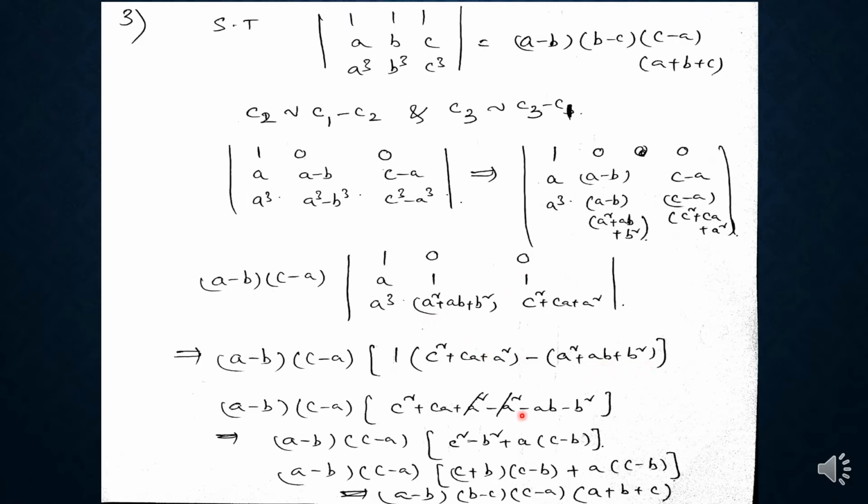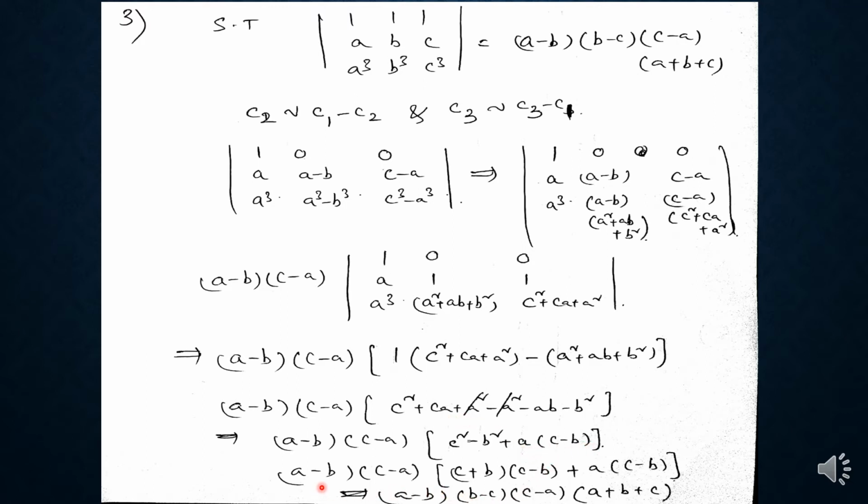By simplifying this, (a minus b) into (c minus a) into (c square plus ca plus a square) minus of this much, means minus a square minus ab minus b square. So here a square minus a square cancelled. Here (a minus b) into (c minus a) into (c square minus b square) plus (ca minus ab), that can be written as a into (c minus b).